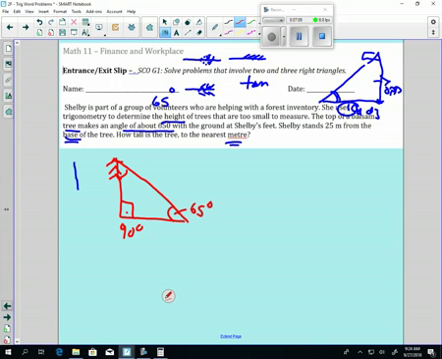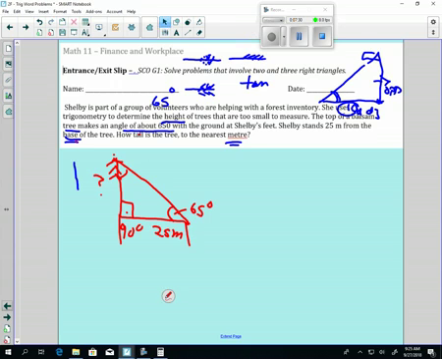She stands 25 meters away from the base. There's the base. That's where she's standing. So this is 25 meters. This distance here to here. How tall is the tree? This is what we're looking for. So we create the diagram, put down the information.